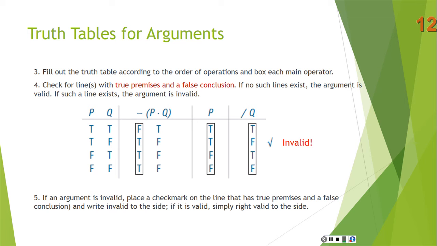Now we need to determine whether it's valid or invalid. With step 4, we check for lines with true premises and a false conclusion. If no such lines exist, the argument is valid. If such a line exists, the argument is invalid.